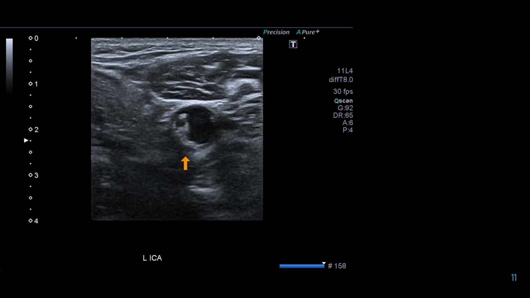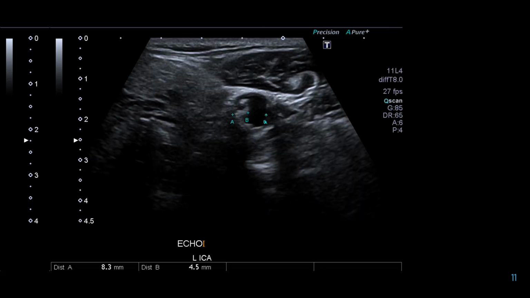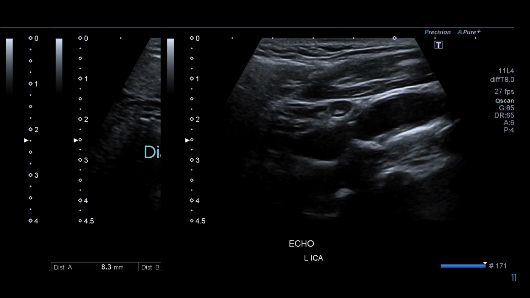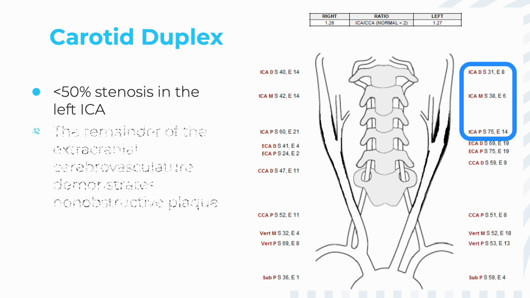Here is his left internal carotid artery, and you can see again there is a complex looking carotid plaque, and measurements showed that there's approximately 45% diameter reduction in the left ICA. Here's axial imaging and longitudinal imaging. The interpretation for this carotid duplex study is that the patient has less than 50% stenosis in the left ICA based on the velocity and the ratio.